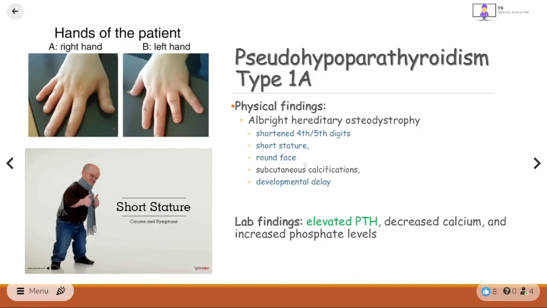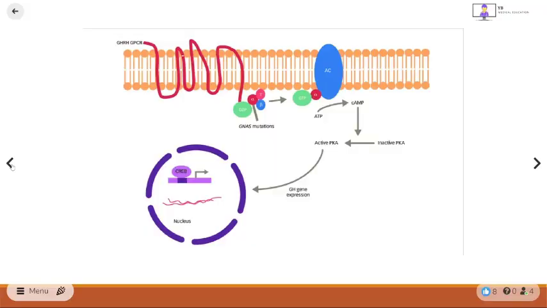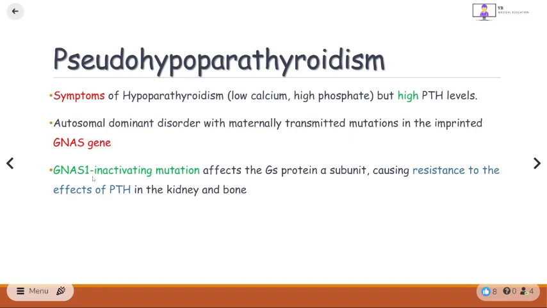In addition to these symptoms, you have elevated parathyroid hormone, decreased calcium, and increased phosphate. Very important. I want you to focus on this. So take your time to remember that you have a mutation in the alpha subunit of the G protein of parathyroid hormone and growth hormone. So it doesn't work. You get low calcium and high phosphate.